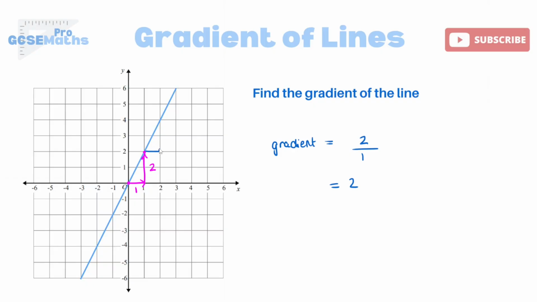Every time I go along by 1, I go up by 2. Along by 1, up by 2. That's the gradient. And again, it's positive. You can see we're moving upwards, aren't we?